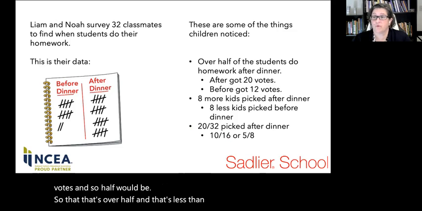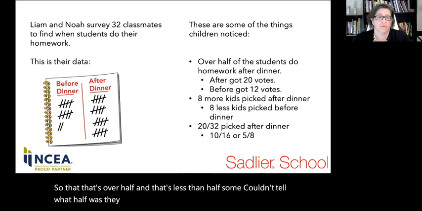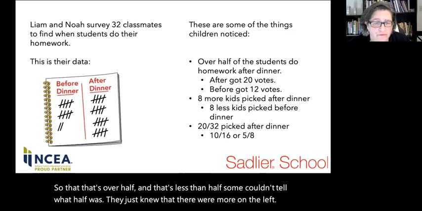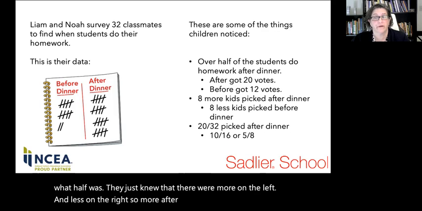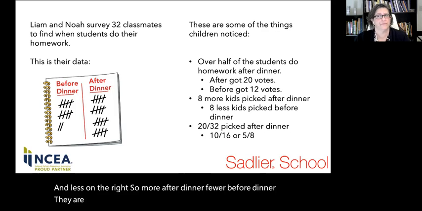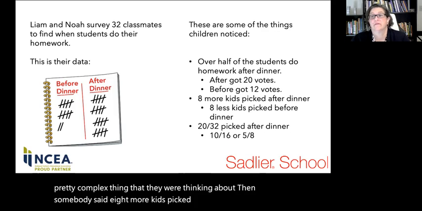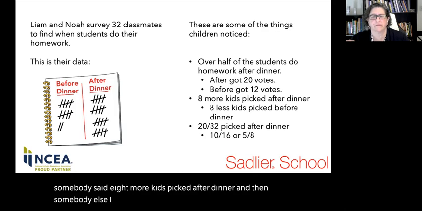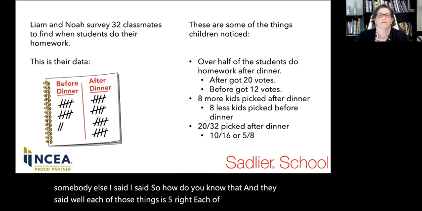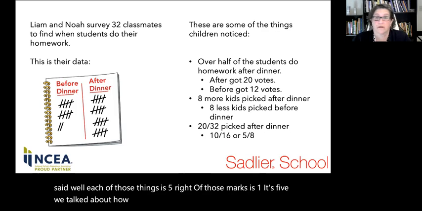Some couldn't tell what half was. They just knew that there were more on the left and less on the right. So more after dinner, fewer before dinner. They're not the same. So dinner is more than half. Like, that's a pretty complex thing that they're thinking about. Then somebody said 8 more kids picked after dinner. And I said, so how do you know that? And they said, well, each of those marks is 1, it's 5. We talked about how to count, and they talked about how they subtracted, and different children subtracted in different ways.